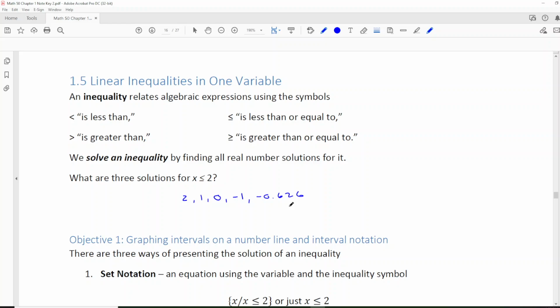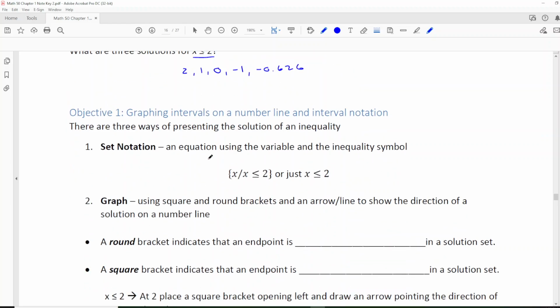So because of that, we need to learn how to write all of our solutions, because I don't want to go through and be like 1, 1.1, 1.01, right? You don't want to do that. And so one way of doing it is how I've written it here. x is less than or equal to 2. This is called set notation.